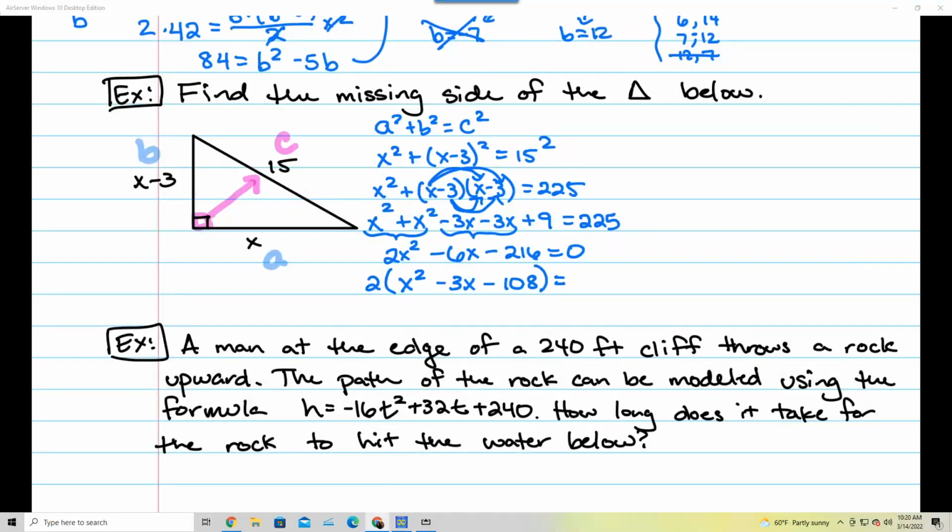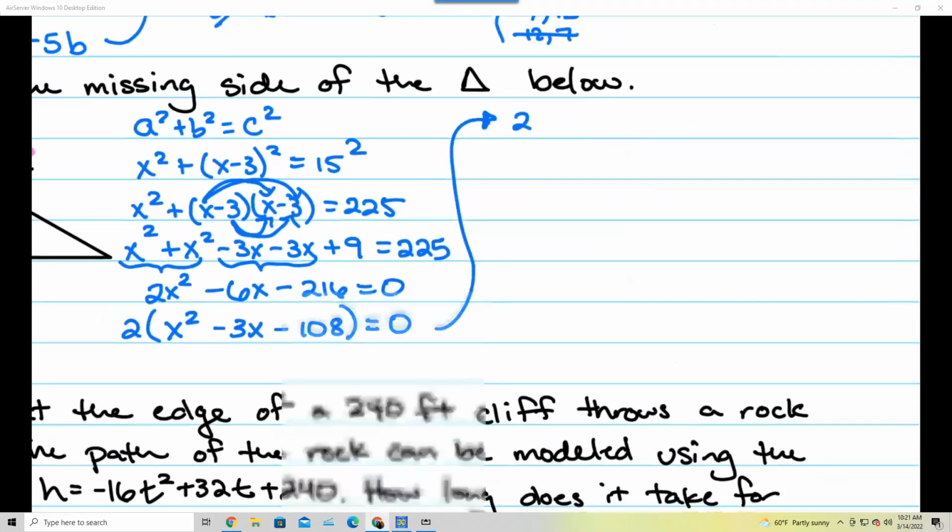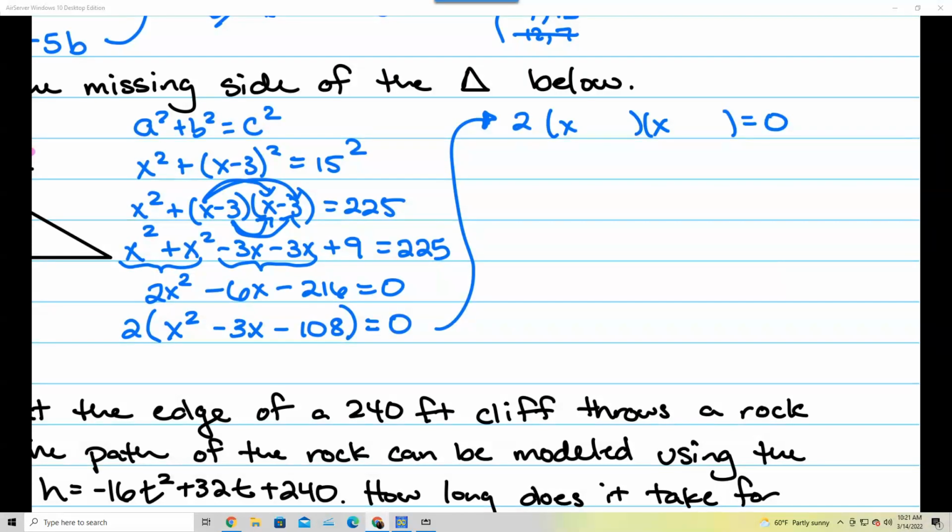So instead of finding numbers that multiply to 216, I really only need to find numbers that multiply to 108, which is a lot smaller, right? It's half the size. All right, so let's go ahead and try to factor this out. Actually, let me go ahead and do that on the other side. I'm going to continue the work over here. So I know I have a 2, and because it has the x squared, there's going to be parentheses x and parentheses x equal to 0.